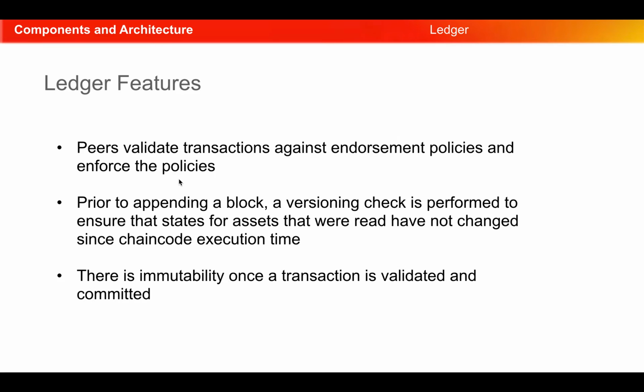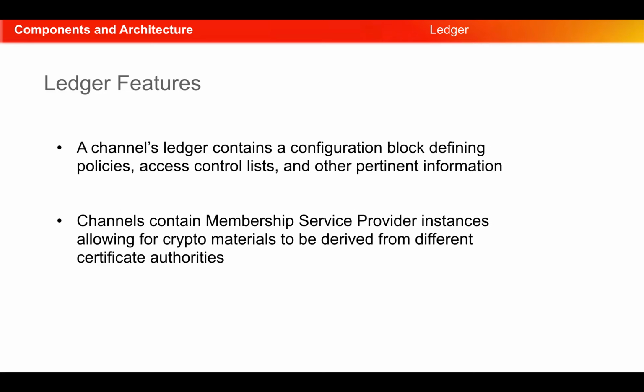After that process, the peer validates the transaction against endorsement policies and enforces the policies. Prior to appending a block, a versioning check is performed to ensure that the states of an asset that were read have not changed since the chaincode execution time. There is immutability once a transaction is validated and committed to the blockchain.